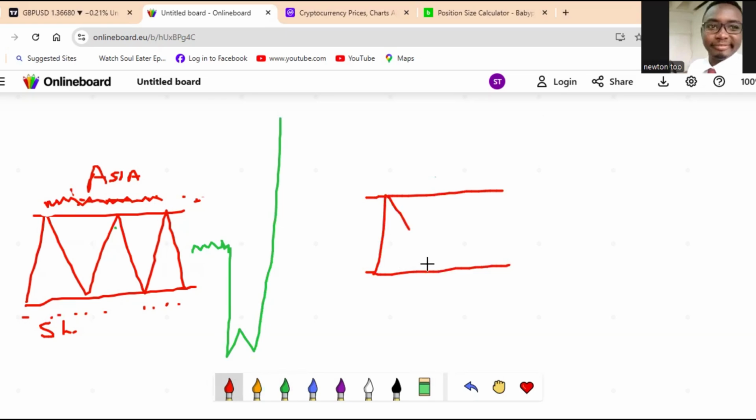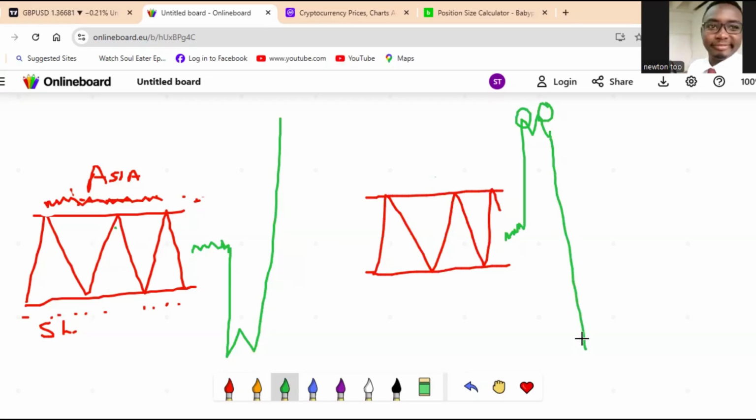This is the Asian. So London opens here. The market will spike up and create an M pattern. The best place to sell is this region. Then boom, on a downtrend, you can take 1 to 2 pips. The best place to sell is around this region, and to buy is around this region. So here you buy.